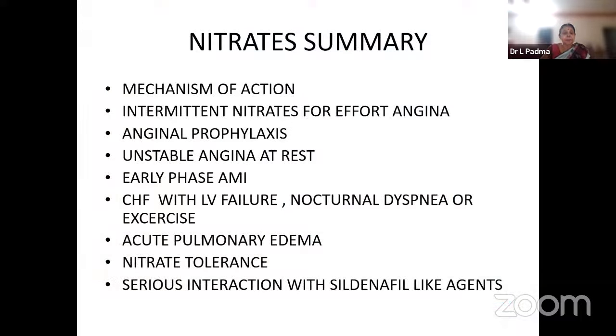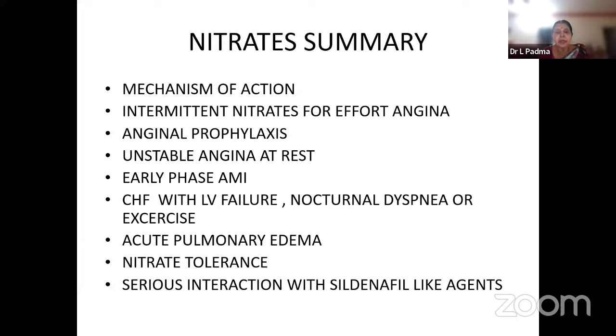So coming to the summary, the mechanism of action, in four words: they release nitric oxide, which increases cyclic GMP and causes vasodilatation of vascular smooth muscles. Overall, they are venodilators and decrease preload. Flow to the heart is decreased, force of contraction is decreased, LVEDP and LVEDV are both decreased, cardiac output is decreased, and coronary flow is increased, both to the ischemic areas as well as the non-ischemic areas.